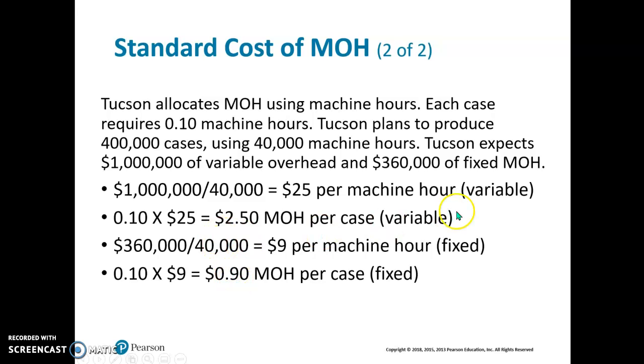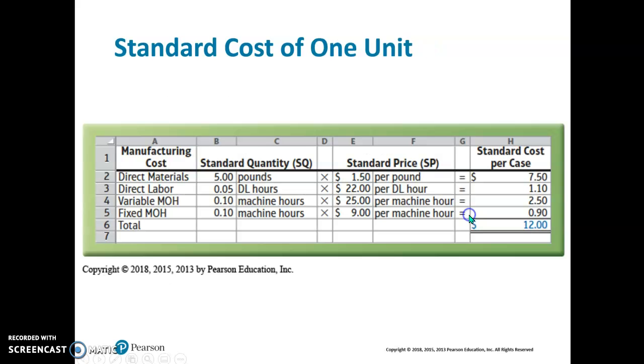Yeah, we have to work a problem for you to see it. Here's an example, the standard cost of one unit. We're going to have direct materials, direct labor, variable overhead, and fixed overhead, and these are the numbers that we just went through. I've got $7.50 material, $1.10 for labor, $2.50 for variable overhead, and 90 cents for fixed. Our standard cost would be $12.